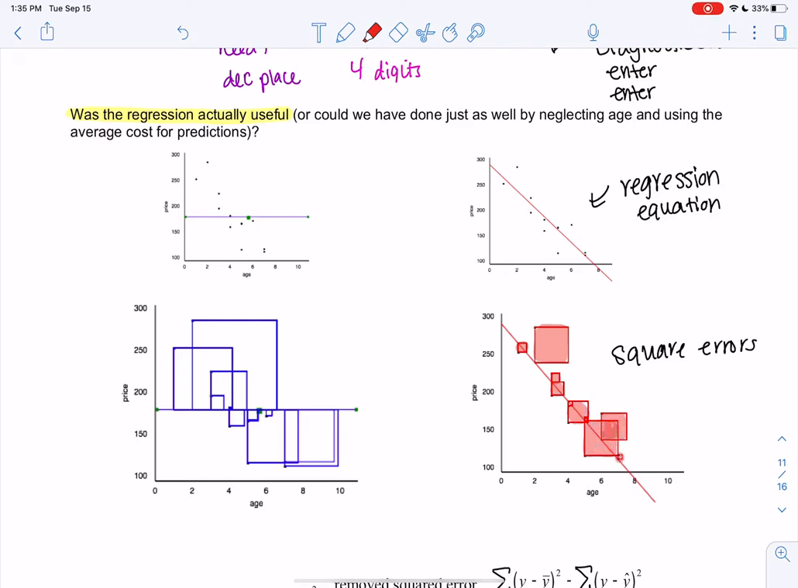Remember, less area, less squares, smaller squares is good. But could we have just neglected age and just found the average cost instead? So that's this equation on the right. That's average cost. Like in chapter 3, we didn't have a second variable. We just found average. So we're going to compare the square errors for average to the square errors for regression. To me, it looks useful. Notice the one on the right, those square errors are definitely smaller than the square errors on the left. But if there's not much of a difference, then maybe regression's not worth the effort.